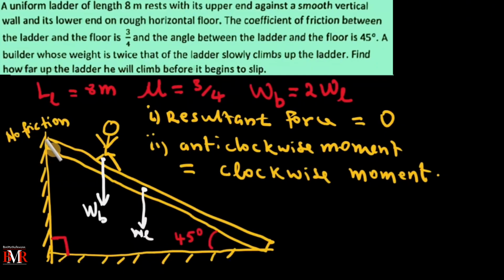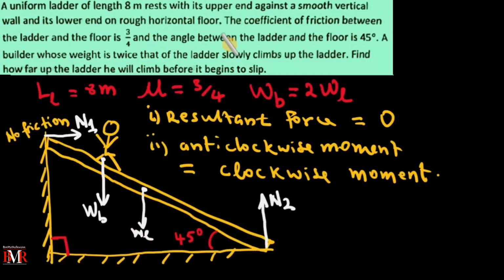When 2 surfaces are touching, there is always a normal reaction force acting perpendicular to the point of contact. So here there is a normal reaction, let's call it N1, and here the ladder is touching the ground. There is also a normal reaction acting perpendicular to the point of contact, let's say N2.